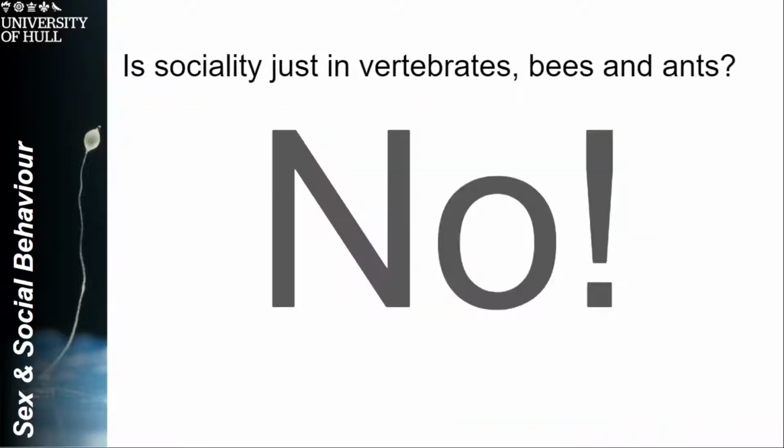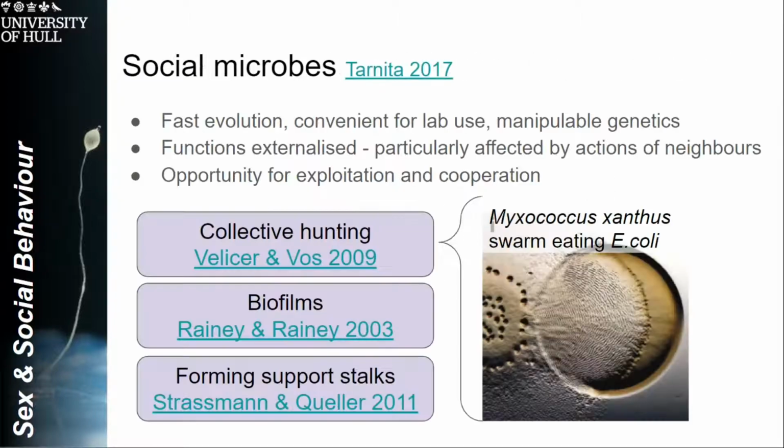But is sociality just in vertebrates and bees and ants? No, it is not. It occurs all the way over the phylogeny, and for today's lecture I'm going to quickly skip through some of the less famous examples of sociality and how our principles of the evolution of altruism might apply in those cases.